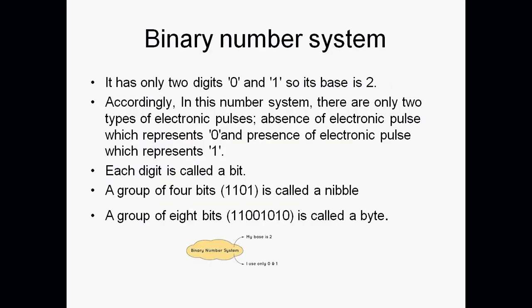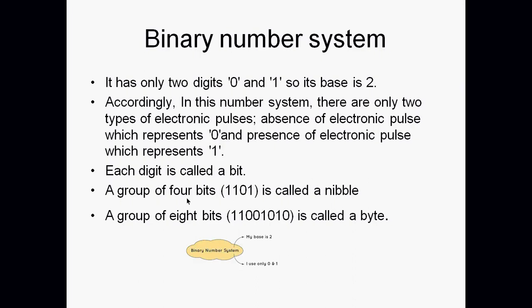Next, we see the next type, the binary number system. In the binary number system, we have only 2 digits, either 0 or 1, so its base is 2. Each digit we call a bit, a group of 4 bits we call a nibble, and a group of 8 bits we call a byte.